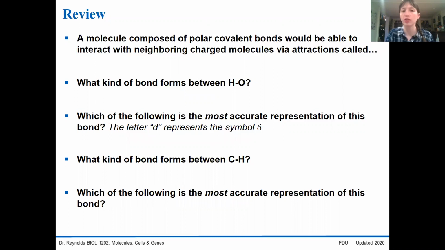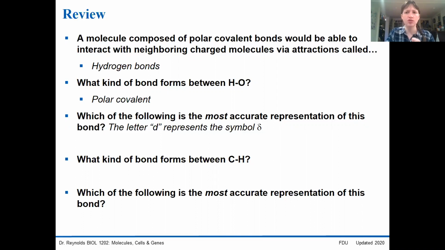Now, a molecule that is composed of polar covalent bonds would be able to interact with neighboring charged molecules via hydrogen bonds. So these hydrogen bonds can be via partial charges, which is most common, or the partially charged hydrogen, which is positive because it's weakly electronegative, can interact with, let's say, an ion in this solution. What kind of bond forms between hydrogen and oxygen? This is a polar covalent bond.